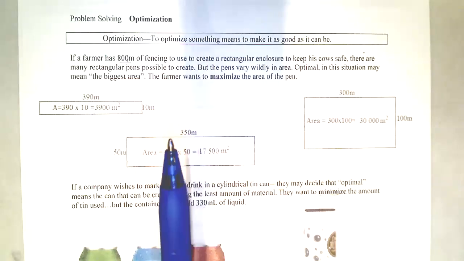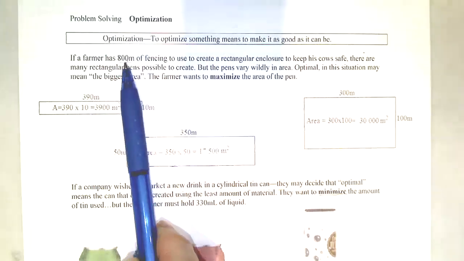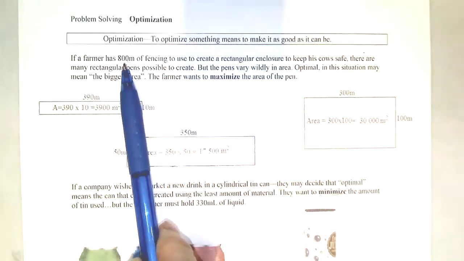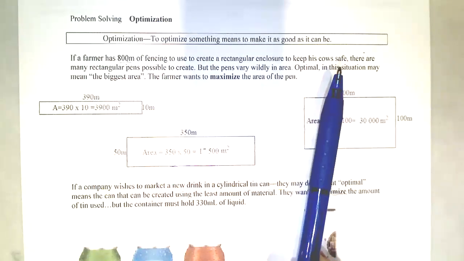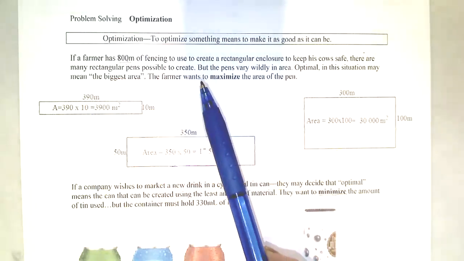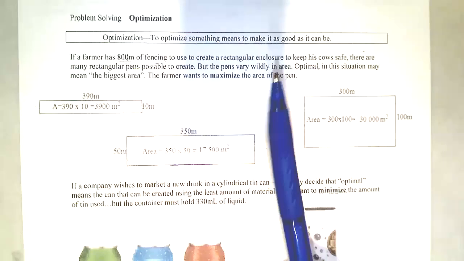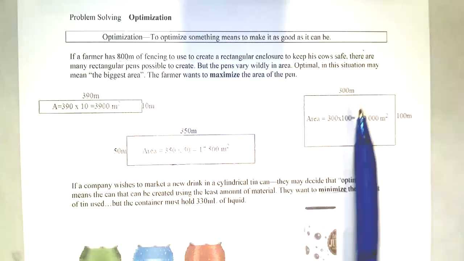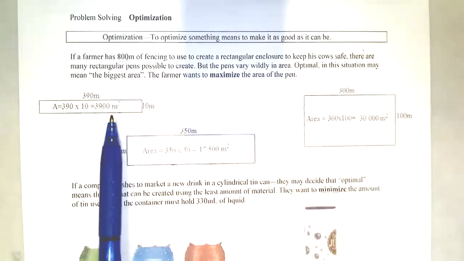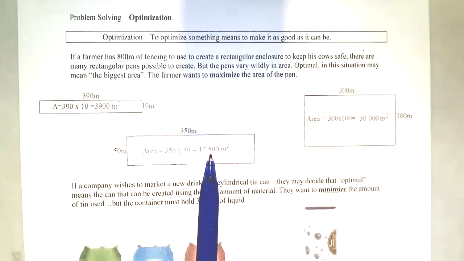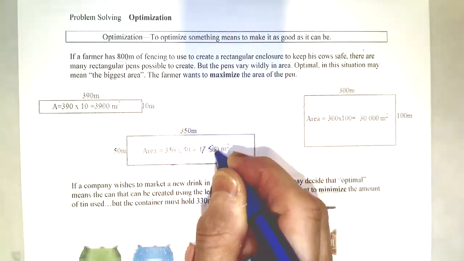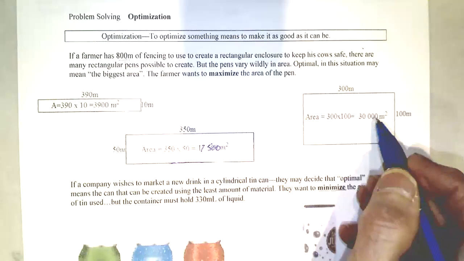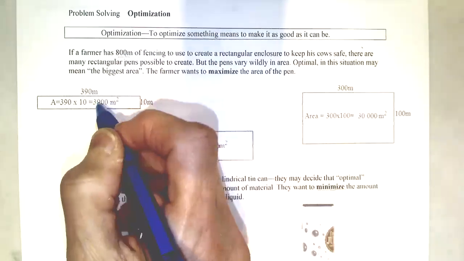So an example of the kind of problem you could see even in calculus would be where the farmer has 800 meters of fence and he wants to create a rectangular enclosure for his cows, but of course he wants to maximize the area. So I did 3 sample rectangles using 800 meters of fence, and it's quite astonishing the difference in area. That's 17,500, that's 30,000, and this is only 3,900.